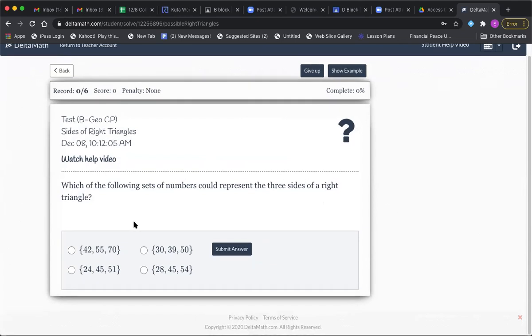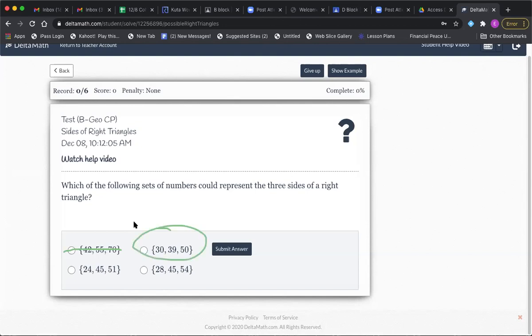So I just need to check them really quick. Let's see. 42 squared plus 55 squared. That gets me 4,789. Let me see what 70 squared is. Not the same thing. So I know that choice A, that one can't be right. So this is going to be a little heavy on the calculator, this assignment, but it shouldn't be too bad. So then I'll try this next one.